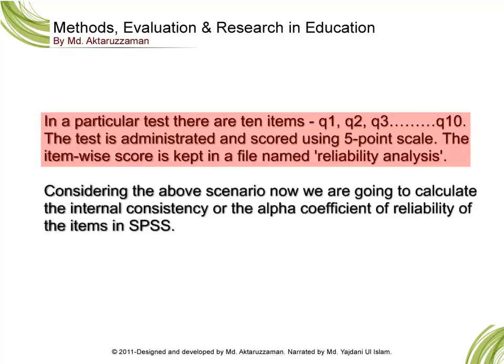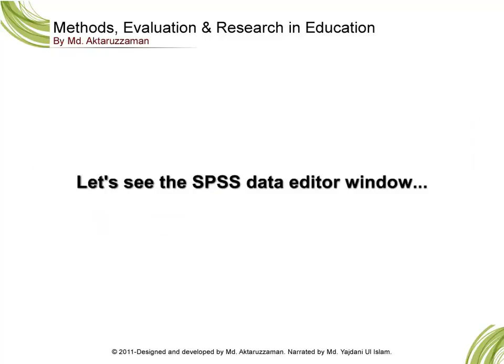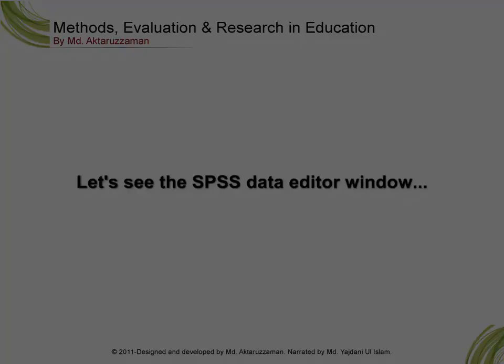In a particular test, there are 10 items, Q1, Q2, Q3, and so on till Q10. The test is administered and scored using a 5-point scale. The item-wise score is kept in a file named Reliability Analysis. Considering the above scenario, now we are going to calculate the internal consistency or the alpha coefficient of reliability of the items in SPSS. Let's see the SPSS data editor window at the screen.